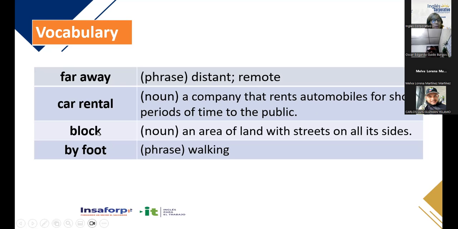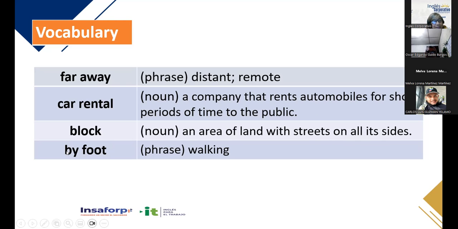Okay, block, what is block? It's a noun, it's an area of land with a street on all its sides. Okay, remember what is block? We say cuadra, right? Cuadra.